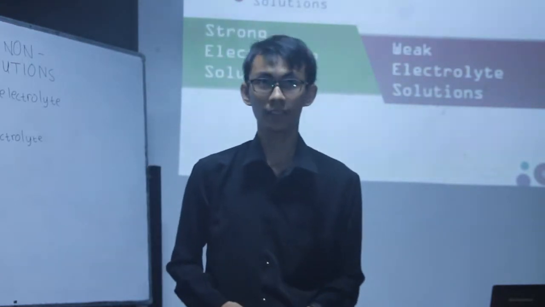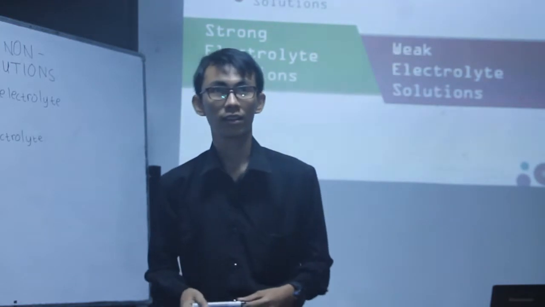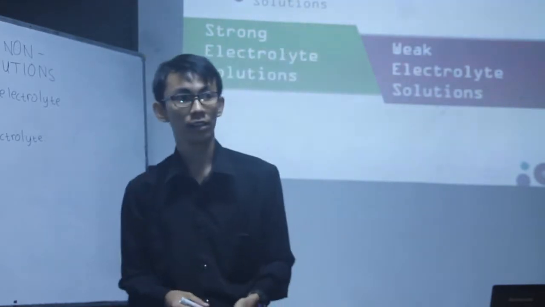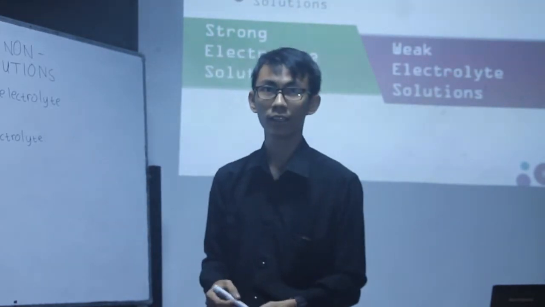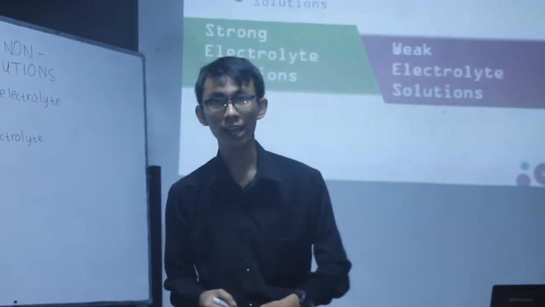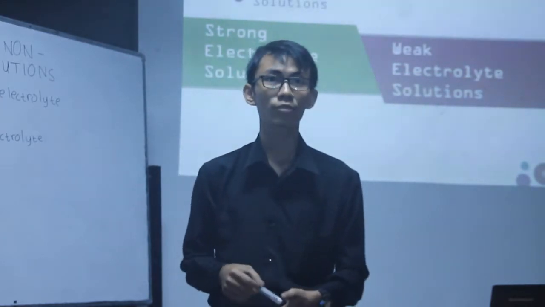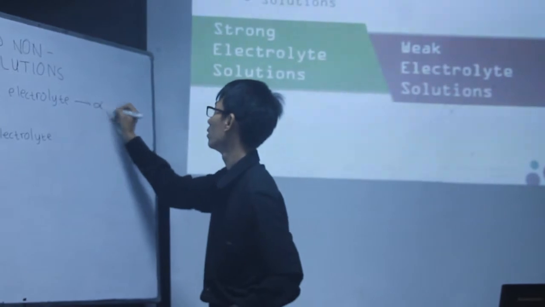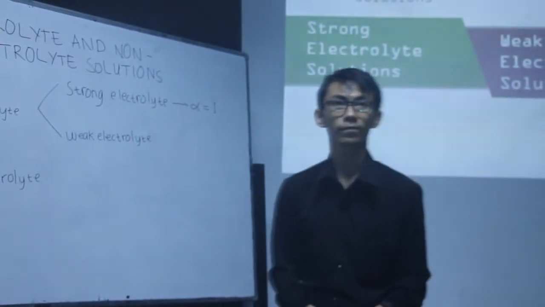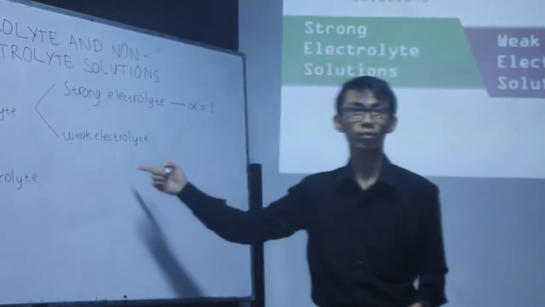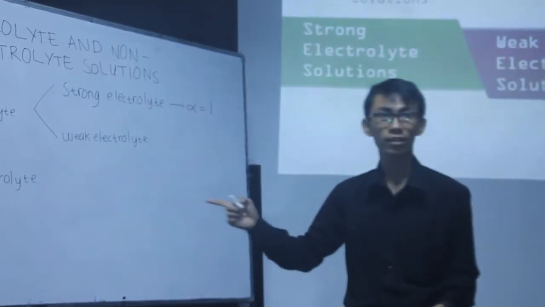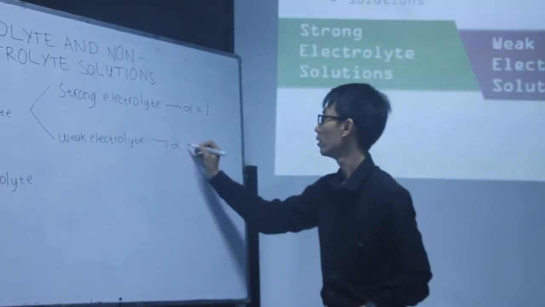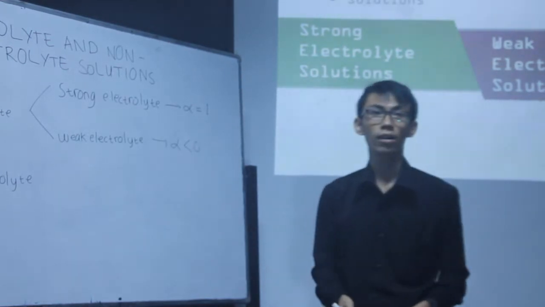There is one more characteristic that nobody mentioned before. The electrolyte solution can be perfectly ionized. The term we use to describe the degree of ionization is alpha. The value of alpha is 1 if the electrolyte solution is perfectly ionized, as in the case of strong electrolyte solutions. Meanwhile, weak electrolyte solutions can partially be ionized, and therefore the value of alpha is bigger than 0 but less than 1.